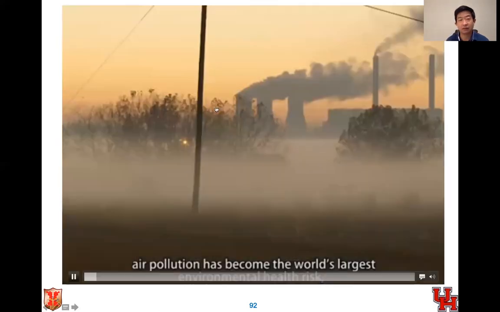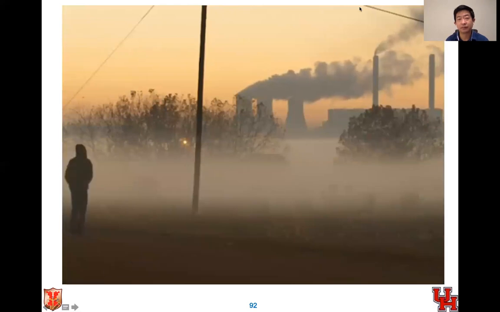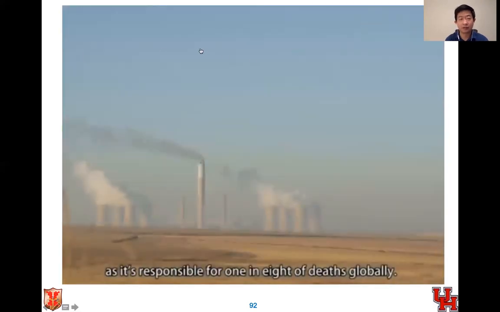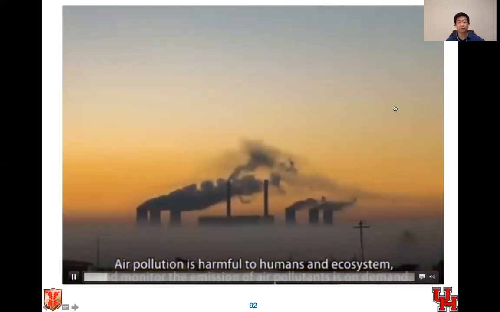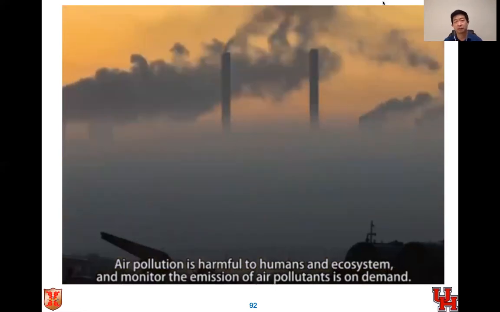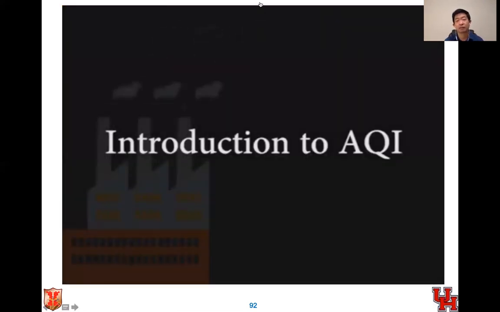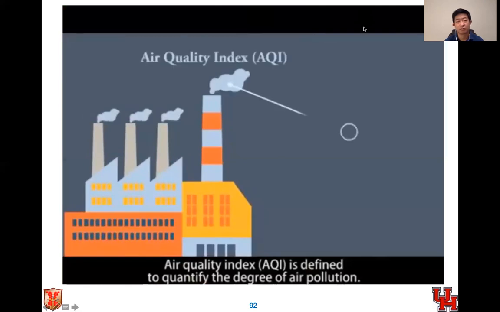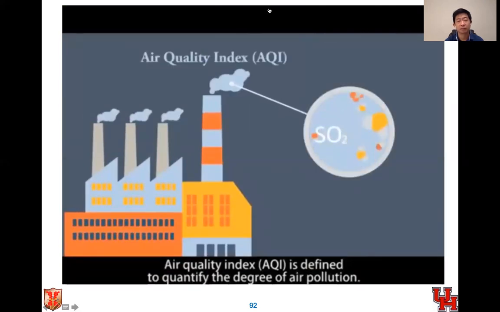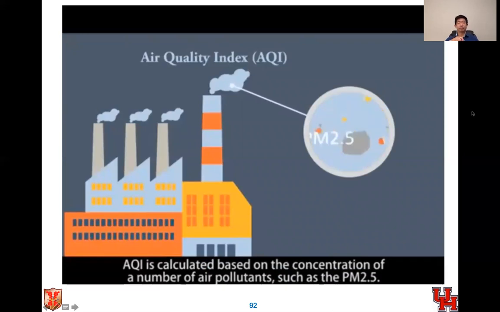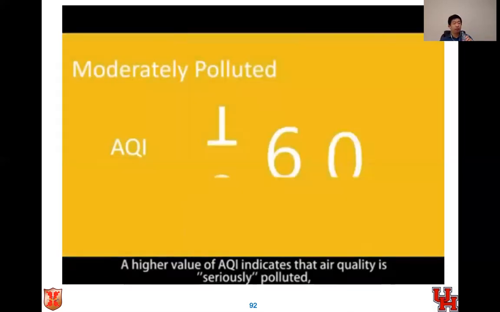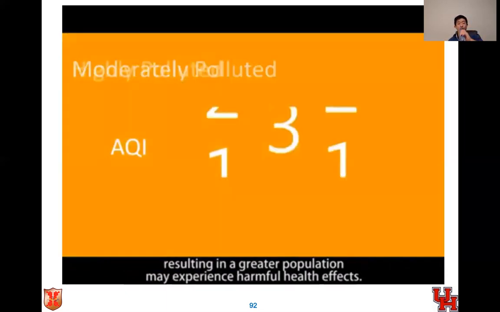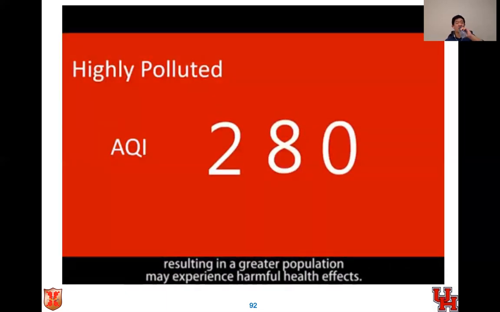In a recent report from the World Health Organization, air pollution has become the world's largest environmental health risk, as it's responsible for 1 in 8 deaths globally. Air pollution is harmful to humans and ecosystems, and monitoring the emission of air pollutants is in demand. Air Quality Index is defined to quantify the degree of air pollution. AQI is calculated based on the concentration of a number of air pollutants such as PM2.5. A higher value of AQI indicates that air quality is seriously polluted, resulting in a greater population that may experience harmful health effects.